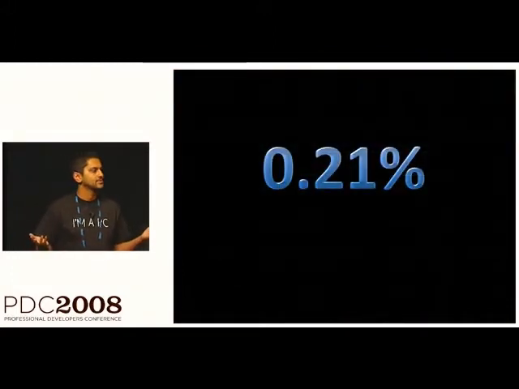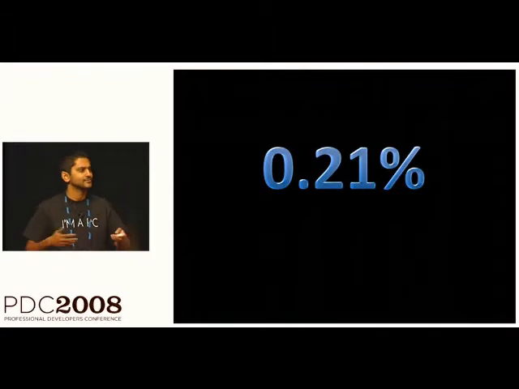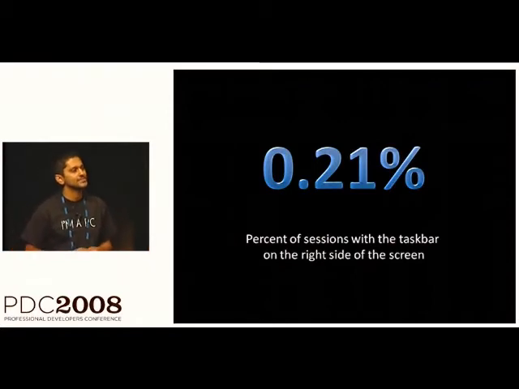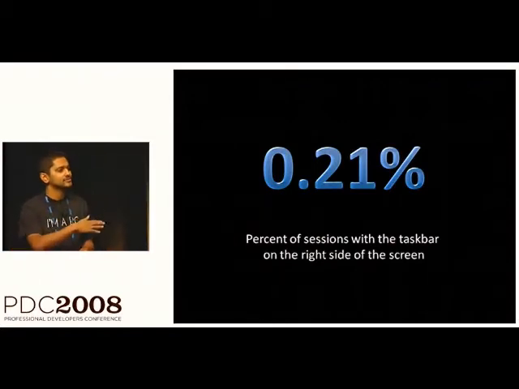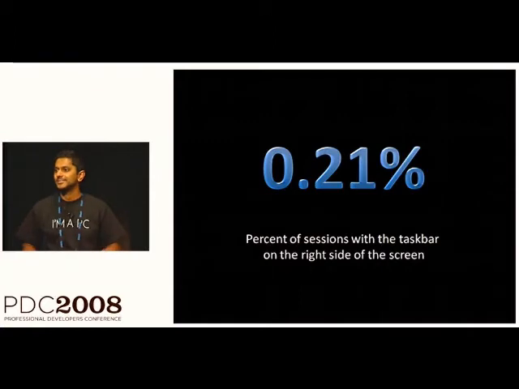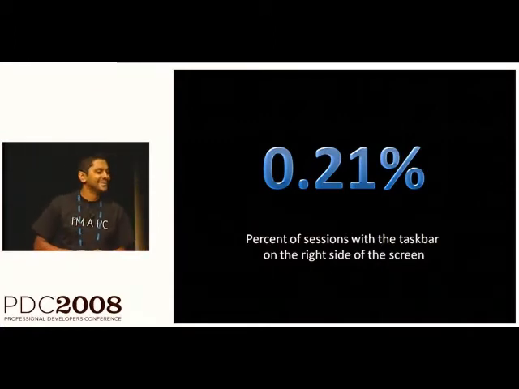0.21%. What does that mean for the taskbar? Anyone want to guess? I love this completely open-ended game. OK. It represents the number of sessions where people have the taskbar to the right of the screen. 0.21%. The left somehow garners a little more. It's a little over 6%. The top is a little over 1%. And no surprise, the bottom is a whopping 98%. I think that should add up. Yes, that should add up.